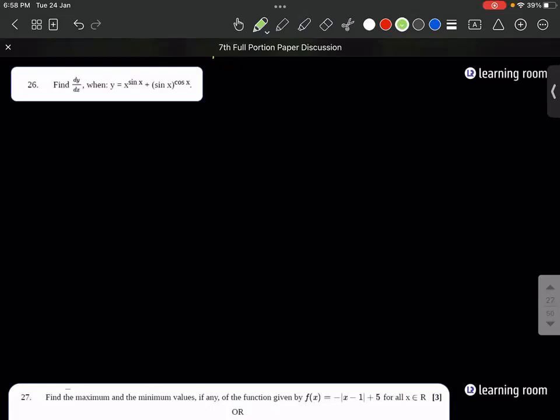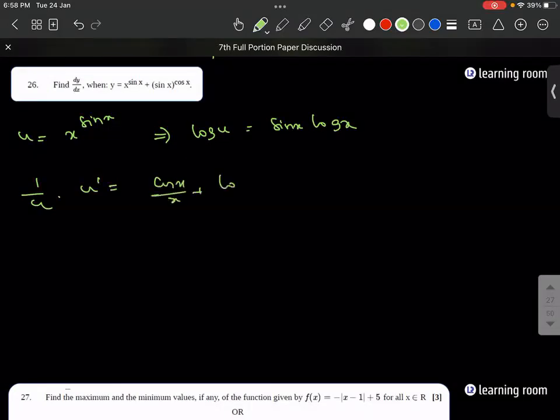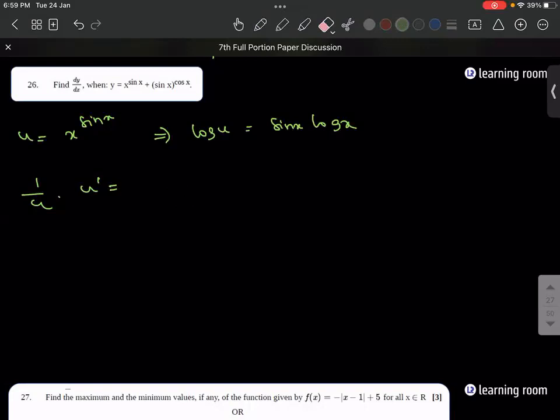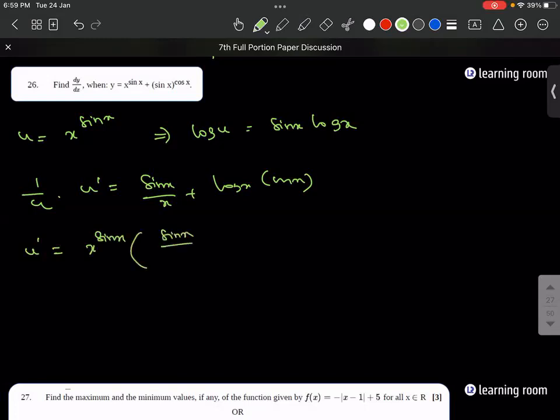So dy by dx when y is equal to x power sin x. It is a power function, so what will you do? You take the first as u. So u is x power sin x, which implies log u is equal to sin x log x. So 1 by u into u dash is equal to sin x by x plus log x into cos x. So u dash is equal to x power sin x into sin x by x plus log x into cos x.